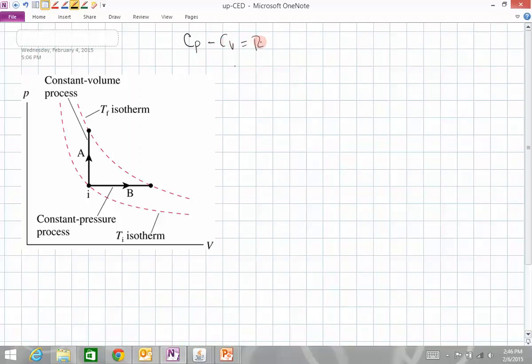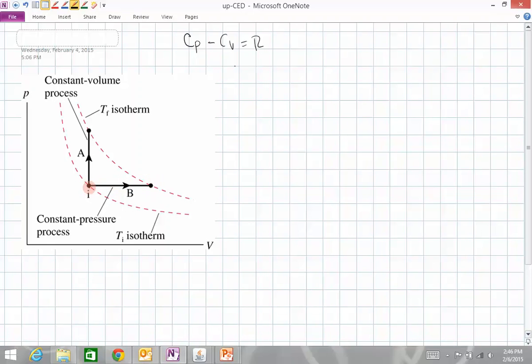Okay, so let's look at the relation between Cp and Cv. I told you that this value Cp minus Cv is equal to R, and let's see why this is true. Why is this happening? Here we have two processes. This process here is at constant volume, and this process here is at constant pressure.